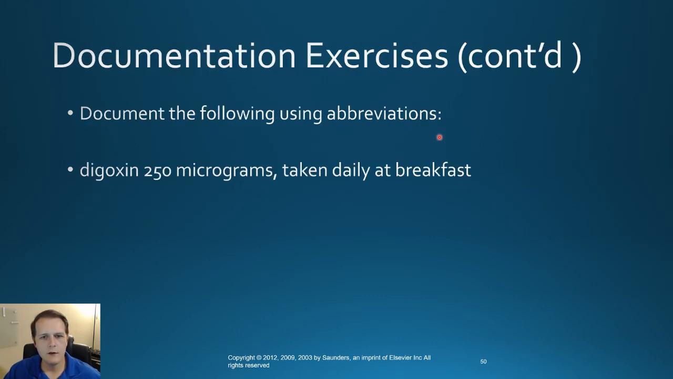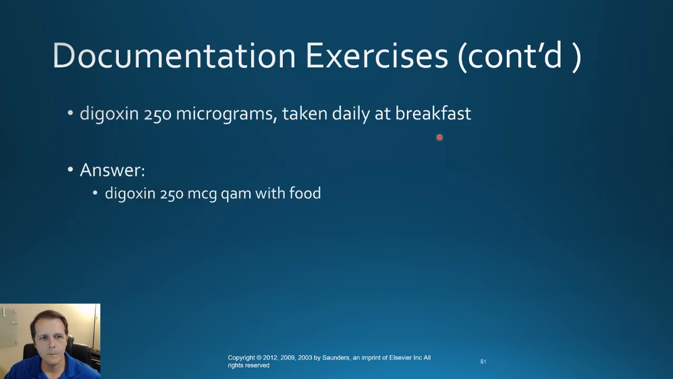Okay, so let's do it the other way around now. Let's kind of flip it and look at the full order and then turn it into the abbreviations here, right? So the documentation exercise. So first off, we have digoxin, 250 micrograms, taken daily at breakfast. How would you turn that into an abbreviated form? Basically, it would be digoxin, 250 micrograms, QAM with food. You could say QAM AC as another way to do that as well.